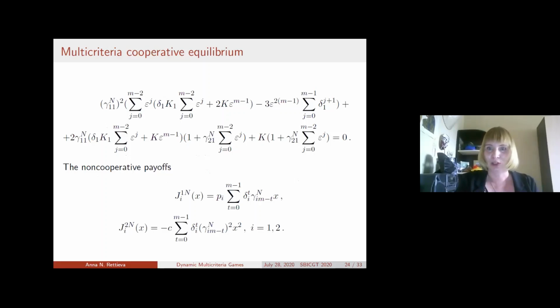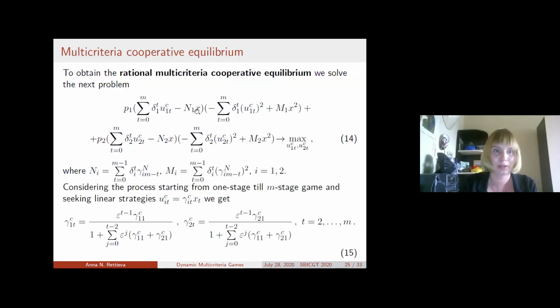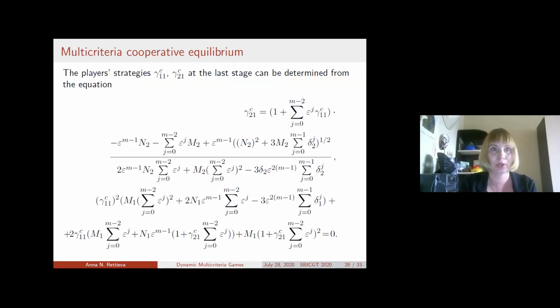So now we can calculate non-cooperative payoffs because we will use them to construct the cooperative behavior. To obtain the rational multi-criteria cooperative equilibrium, we solve the next problem. We maximize the sum of the product of the difference between cooperative and non-cooperative payoffs for both players for both criteria. And again, considering this process starting from one stage till M stage game and seeking linear strategies, we get this solution, and the player strategies at the last stage can be determined from this equation.